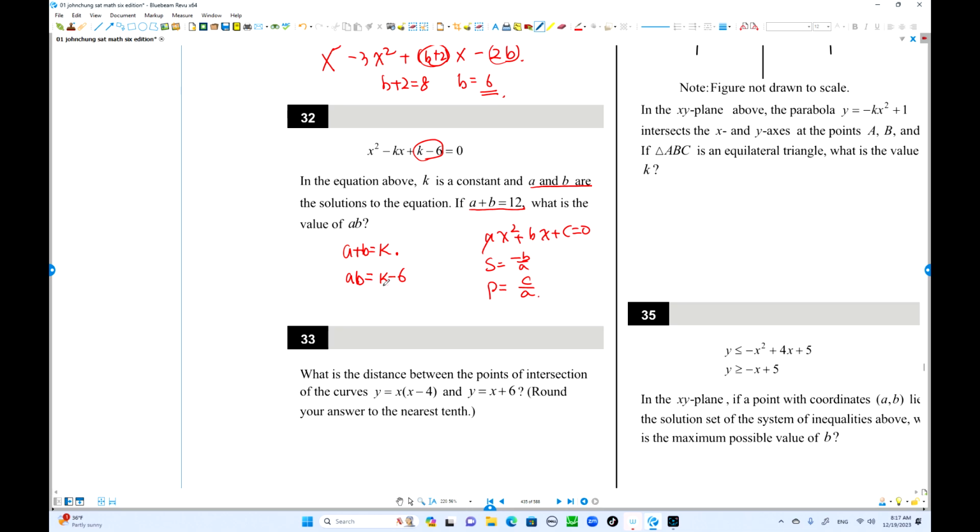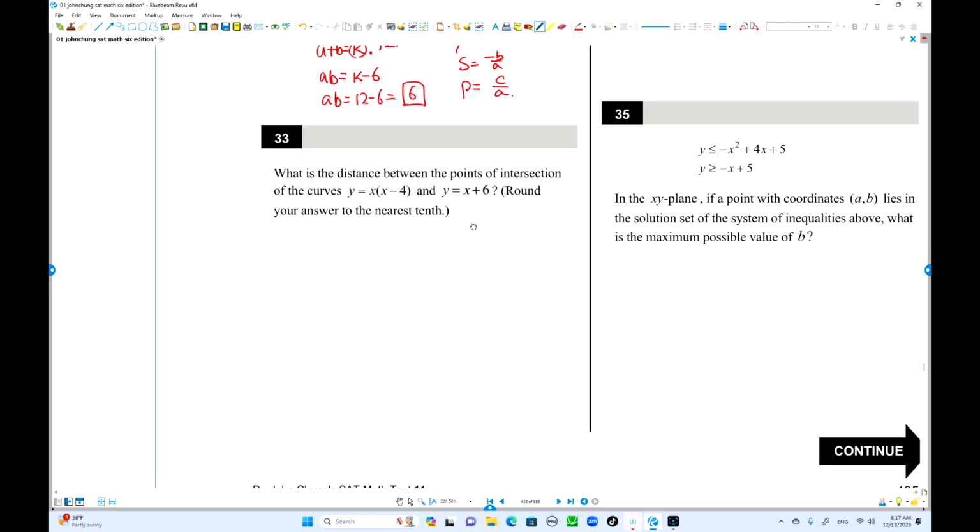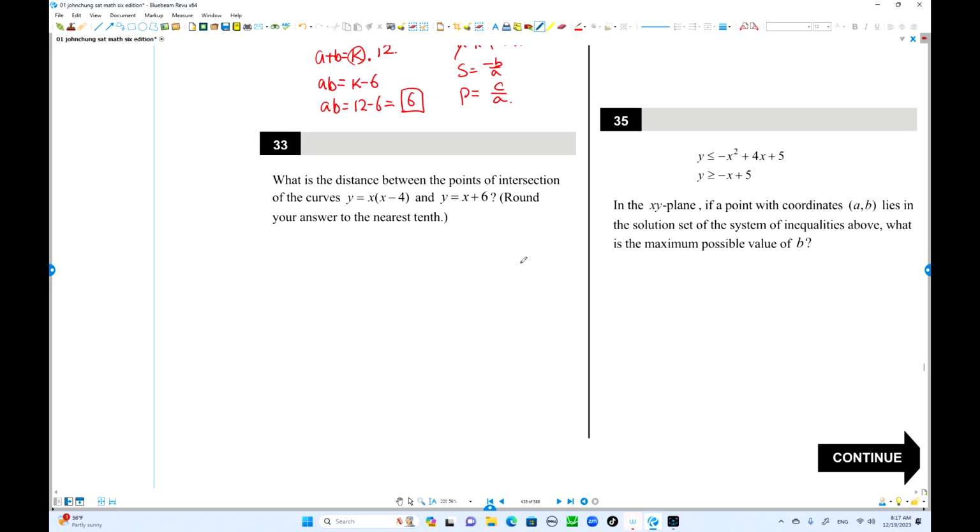So from here, k is 12, so A times B equals what? 12 minus 6 is 6. The product of the solutions is 6, okay?